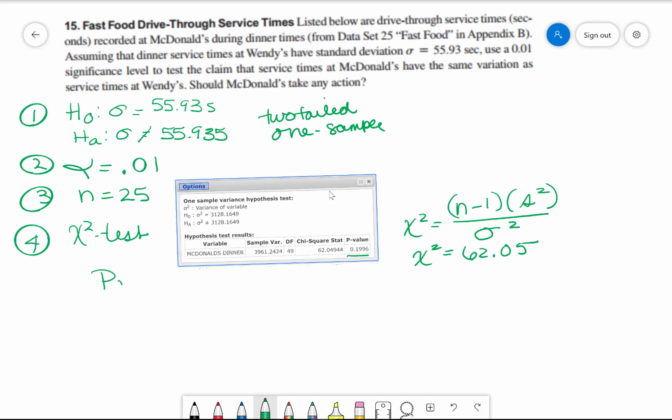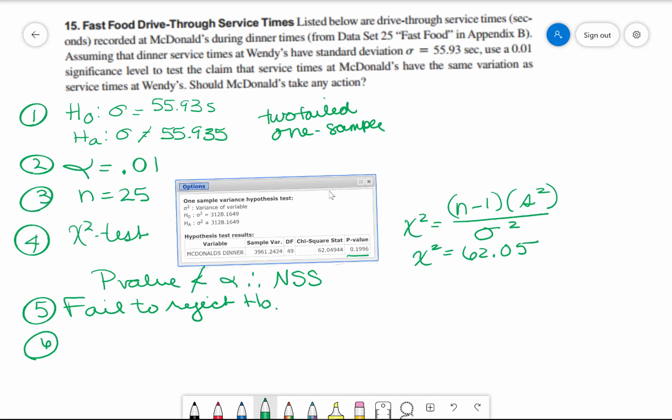So our p-value, if it was less than alpha, it'd be statistically significant, but it's not. So I always use the less than so I don't get myself mixed up. So the p-value is not less than alpha, therefore this is not statistically significant. When something's not statistically significant, my step 5 is going to say fail to reject my null hypothesis.